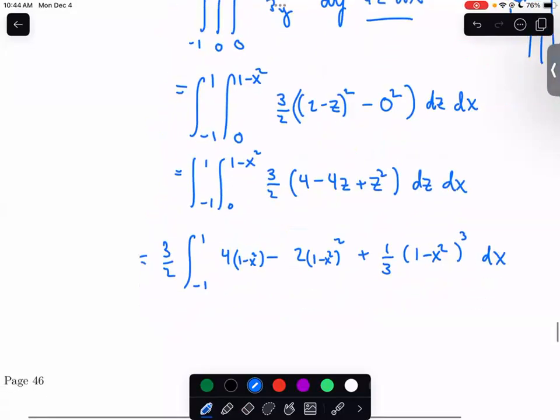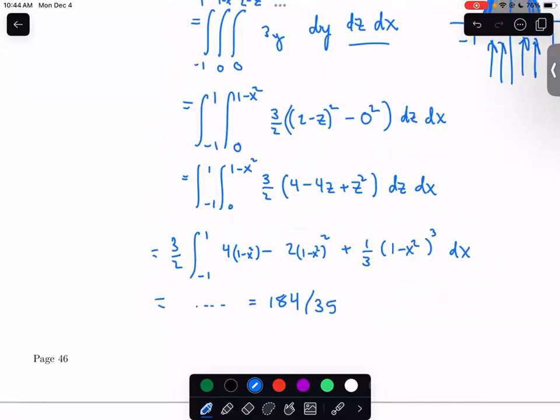This is probably the point where I'll end. When I evaluated this in my office, I got 184 divided by 35. So if you find value in continuing this integration to get a final answer, at least when I did it, I got 184 divided by 35. If you get that as well, you have the right answer.